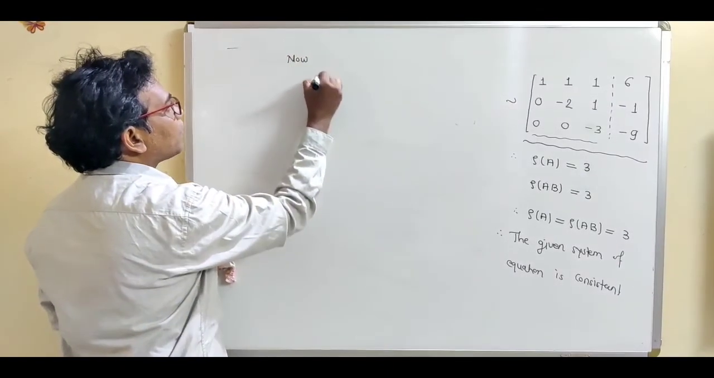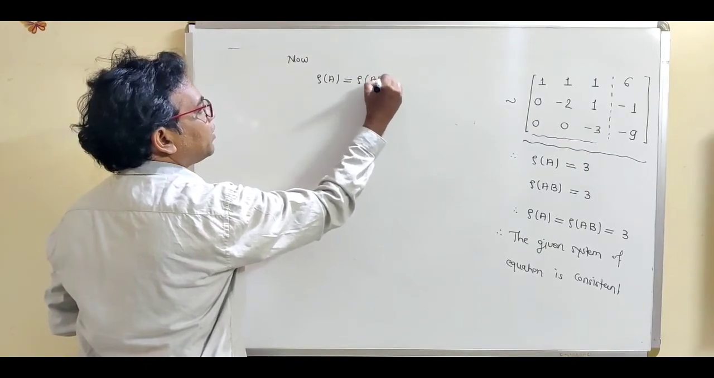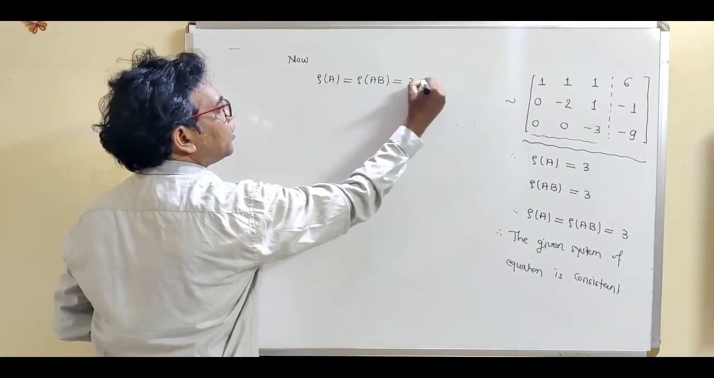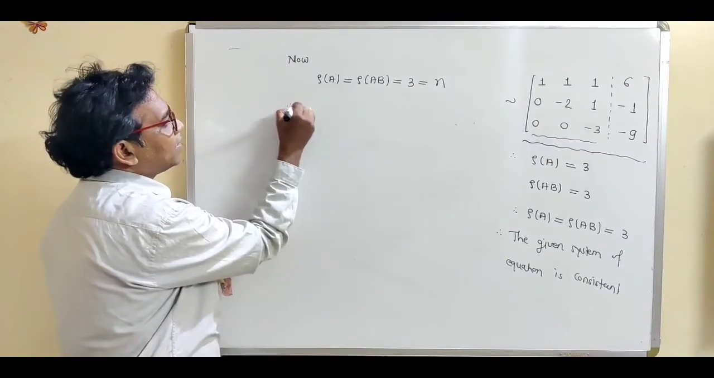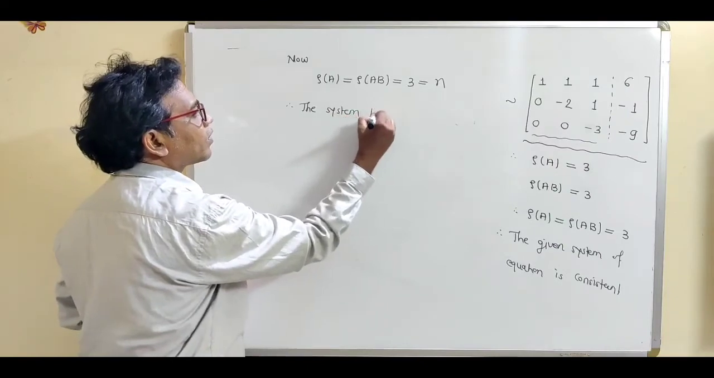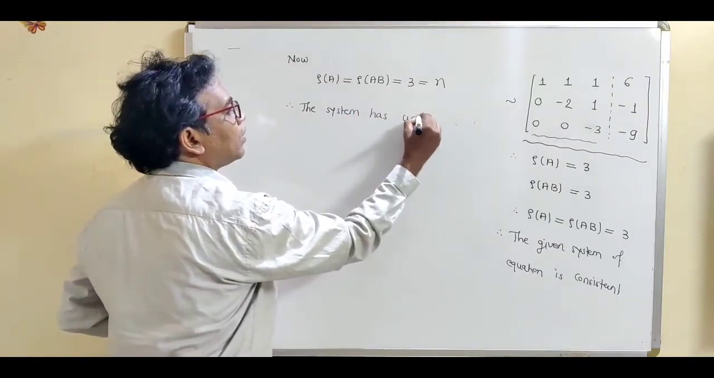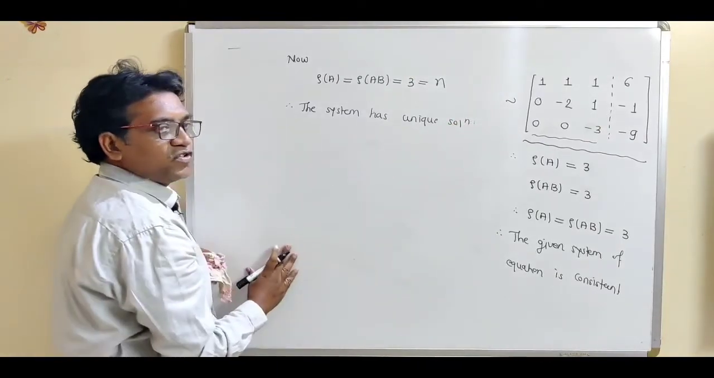Right here now, rank of A is equal to rank of AB, this is equal to 3, and there are 3 unknowns, so it is equal to n. So right here, therefore, the system has a unique solution. So find out this solution.